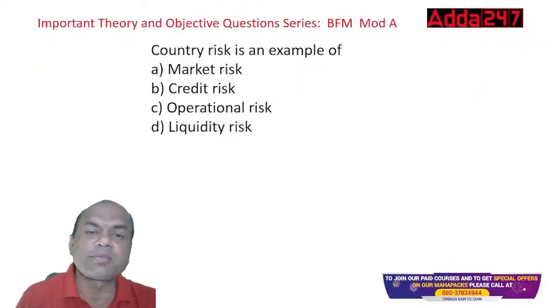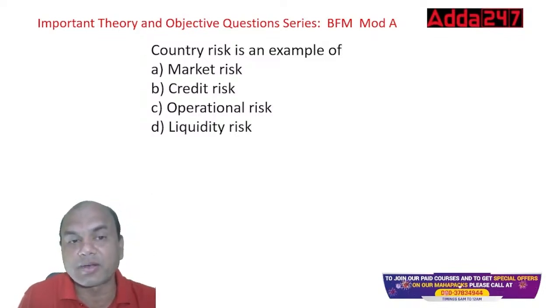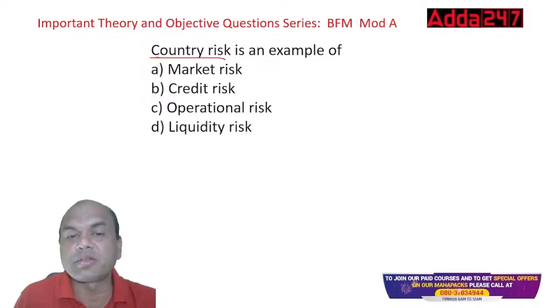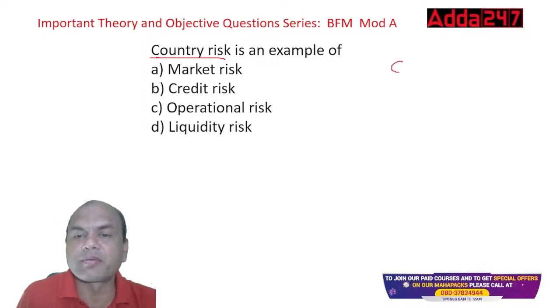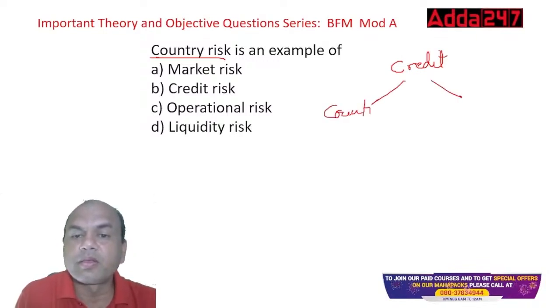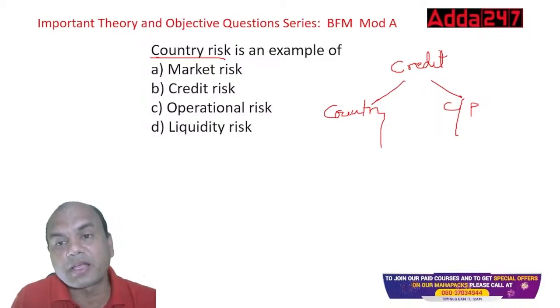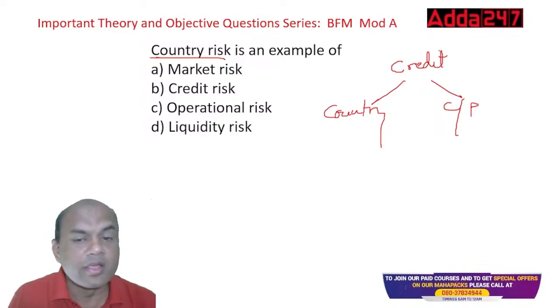Country risk is an example of market risk, credit risk, operational risk, or liquidity risk. Remember, credit risk is always of two types: one is country and second is counterparty. Country risk means the country is in problem, and counterparty means the country is good but your party is bad.